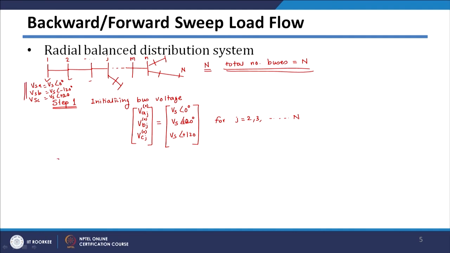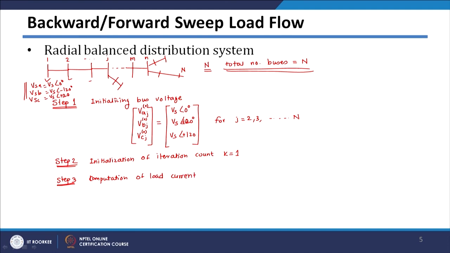And then we have seen step 2. Step 2 will be initialization of the iteration count, and we are using k as the nomenclature for this. So, k is equal to 1 is the initialization of the iteration count, and then in step 3 we have seen that we need to calculate load currents. So, basically computation of load current will be done in step 3.